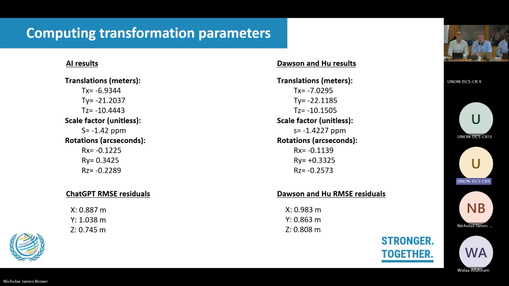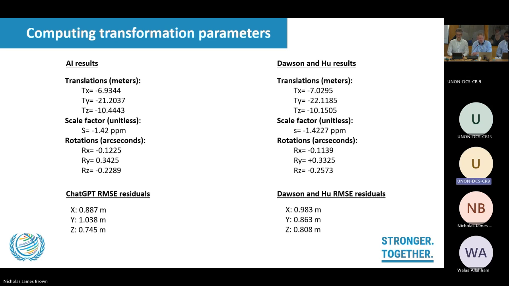So in the X, Y, and Z, if you're looking at how well these transformation parameters work for Fiji, you're looking at residuals of about 1 meter in the X, Y, and Z, 0.8 to 0.9 of a meter.